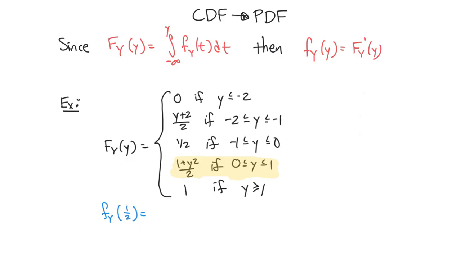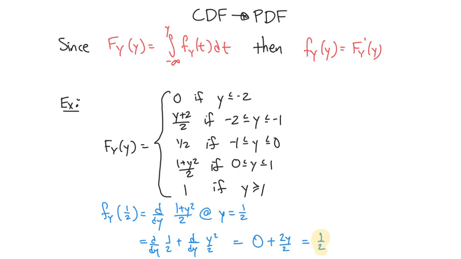What if I want to find the PDF value at a half? I look down my CDF categories and notice that 1/2 occurs in the region that is highlighted here. So that's the region to work with when taking derivatives. Take the derivative of the CDF, and it will be evaluated at the point y equals 1/2.